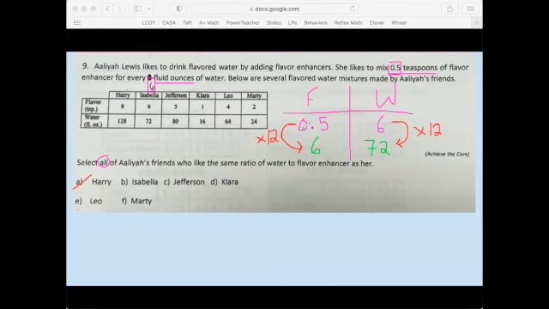So that means the ratio that Aaliyah has, which is 1/2 to 6, is equivalent to the ratio that, who's it, Isabella has, which is 6/72. So answer choice B is correct.